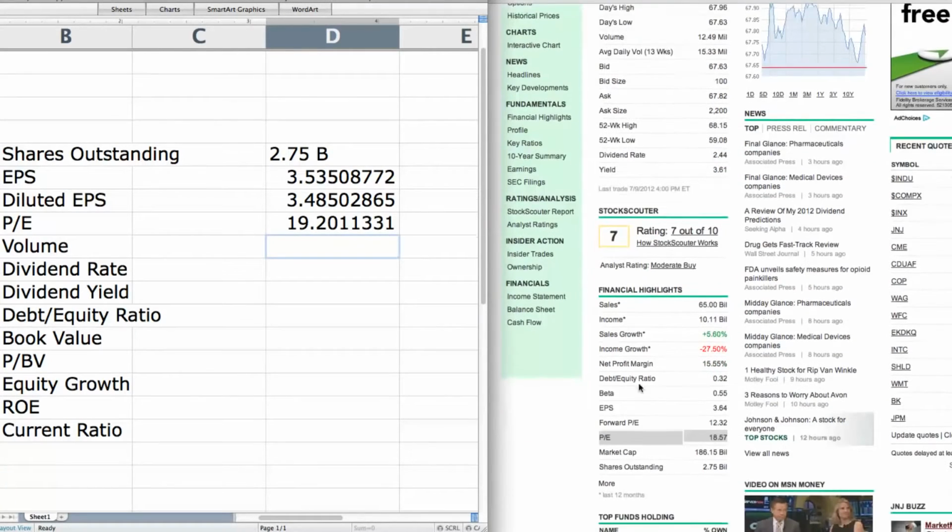Now you're going to see that the PE ratio off this top level page is different than what I just calculated, and that's because the number here isn't updated.